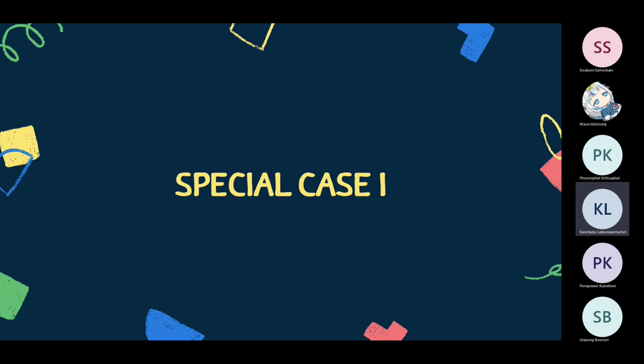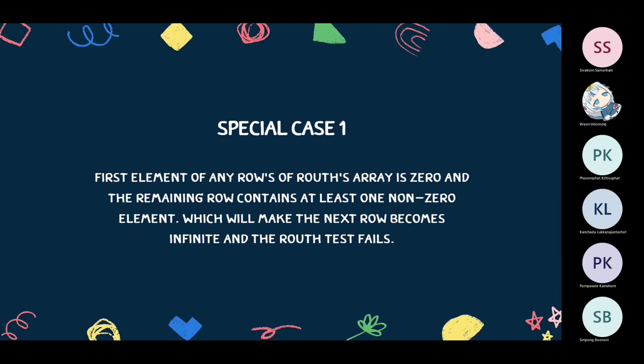So, special case one. Special case one is that the first element of any row of the Routh array is 0, and the remaining row contains at least one non-zero element, which will make the next row become infinite and the Routh test fail.